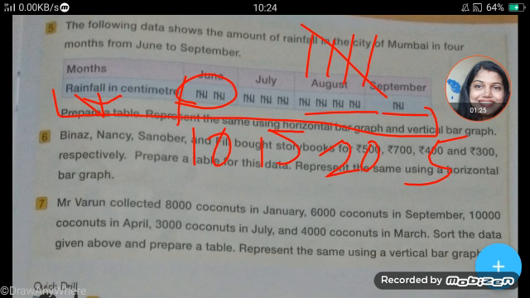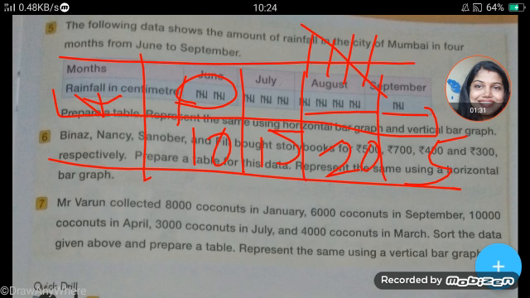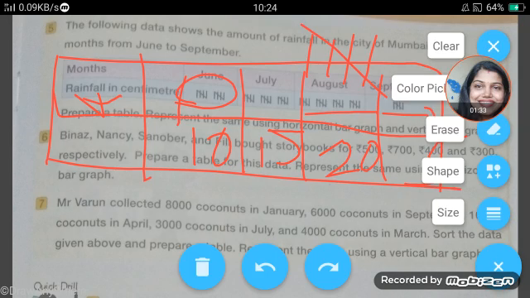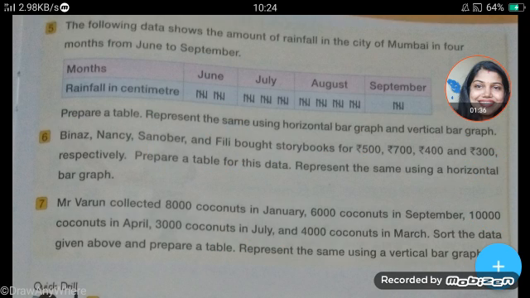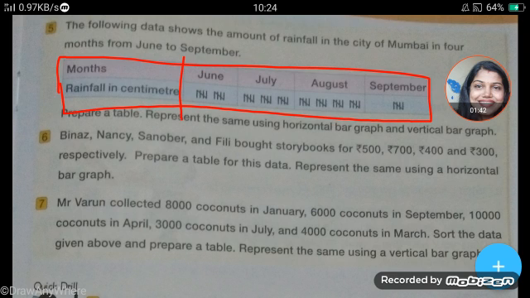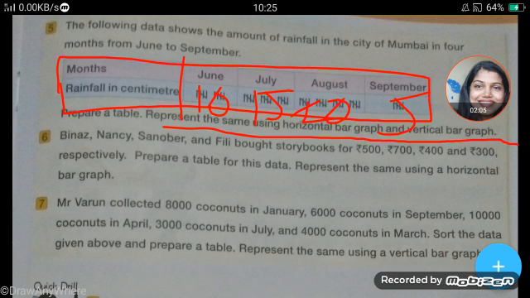So how are you going to represent it, children? As I told you, once you create your table as per your months, this is the way you create your table. Let me help you once again. Same thing, but instead of tally marks, you write their value. I'll write here 10, here 15, here 20, and here 5. Once you get the data, you need to understand that they have told you to prepare a table and represent the same using the horizontal bar graph and vertical bar graph.